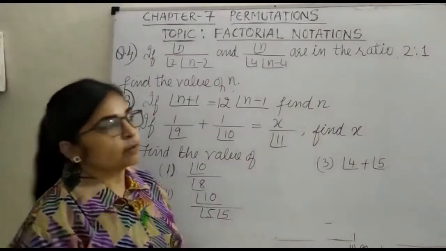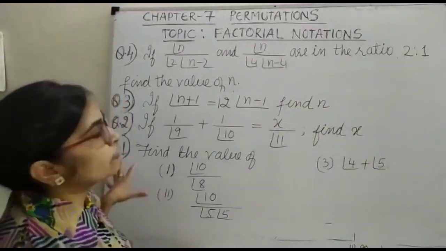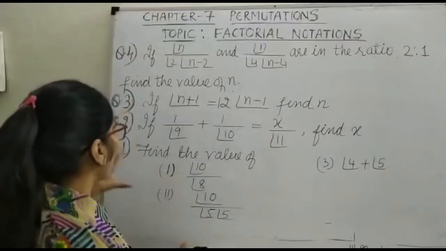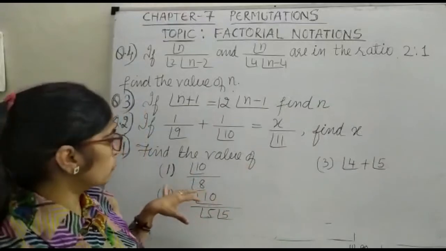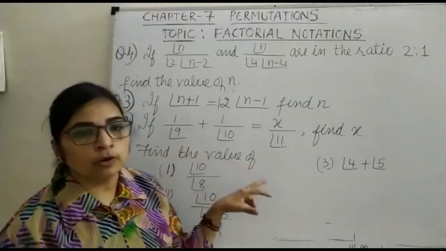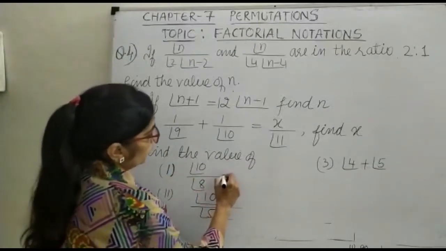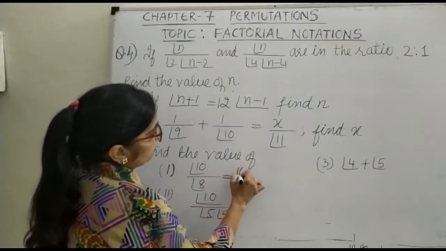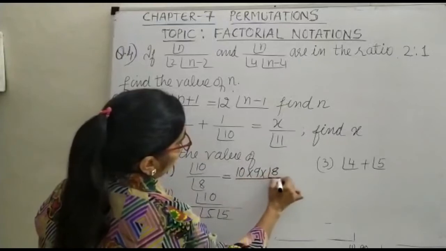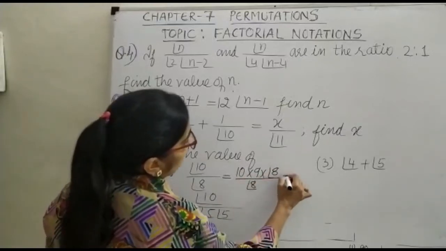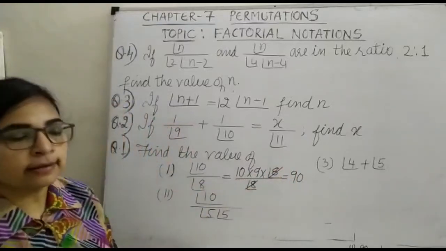We are here to see some questions related to the factorial notation. For that we have taken 4 different types of questions. Our question number 1 has 3 subdivisions. The first question is find the value of 10 factorial divided by 8 factorial. So 10 factorial can be written as 10 into 9 into factorial 8 upon 8 factorial, and this will give you 90. You can see here 8 factorial and 8 factorial get cancelled.